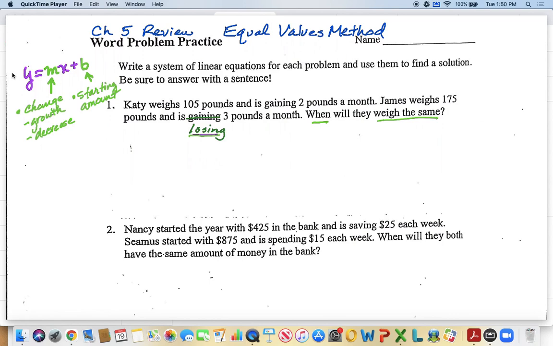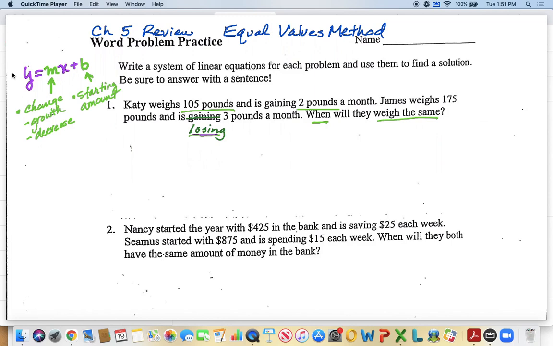Okay, but our first task, according to the equal values method, is that we need to set up two equations in the y equals mx plus b form. All right, so let's look at Katie. Remember, we're looking for a starting amount and then some kind of a change. Katie weighs 105 pounds. That sounds like our starting amount, and is gaining 2 pounds a month. So there is our change, 2 pounds a month.